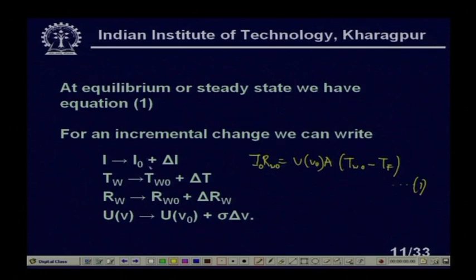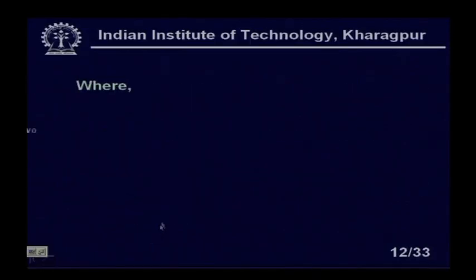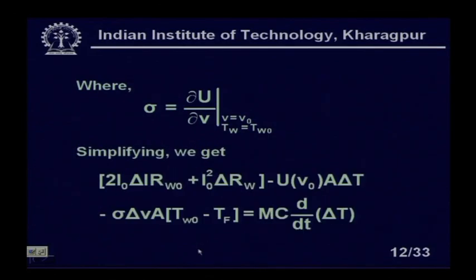All these expressions, I naught, TW, RW, V naught, are used in the steady state conditions. When it is not a steady state condition, it will be something different. In that case, you have to use these time varying parameters, where sigma is del of U upon del of V, at V equal to V naught, TW equal to T naught. Simplifying, we get this expression, but we must derive how we get it. So let us look at how we are getting these expressions.